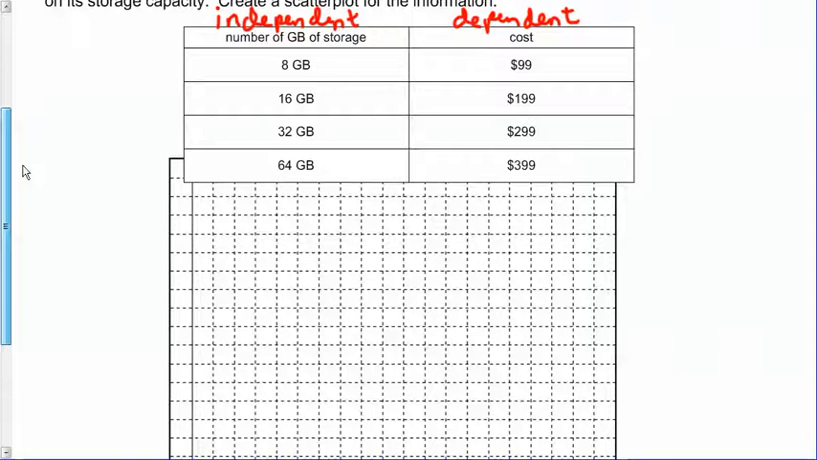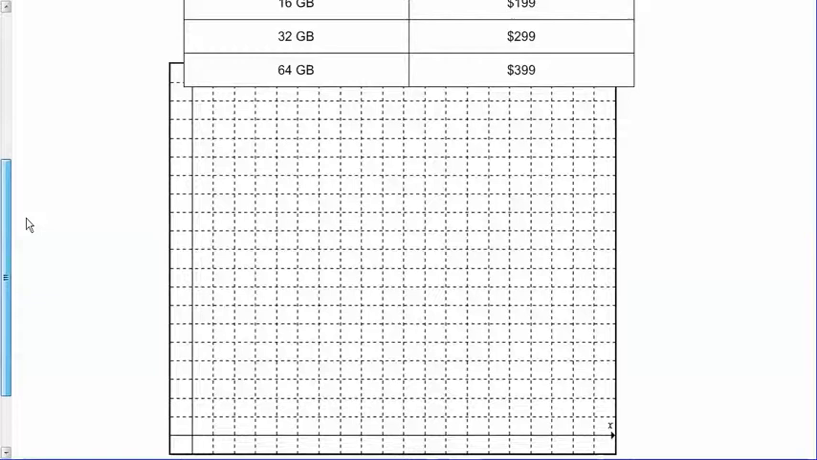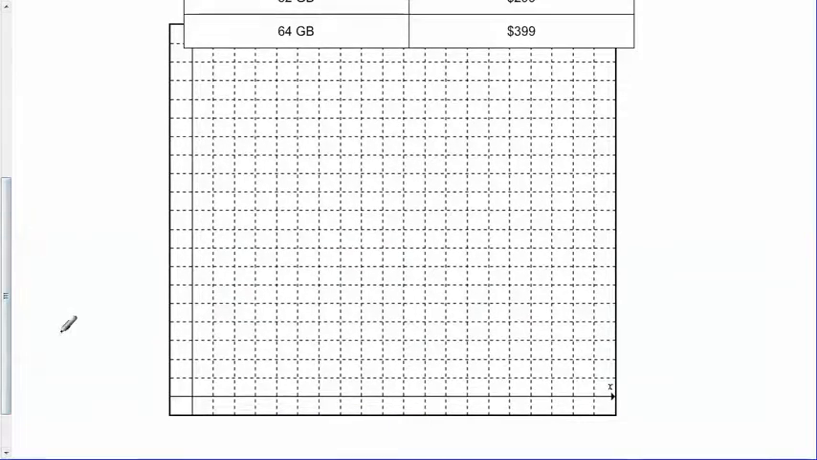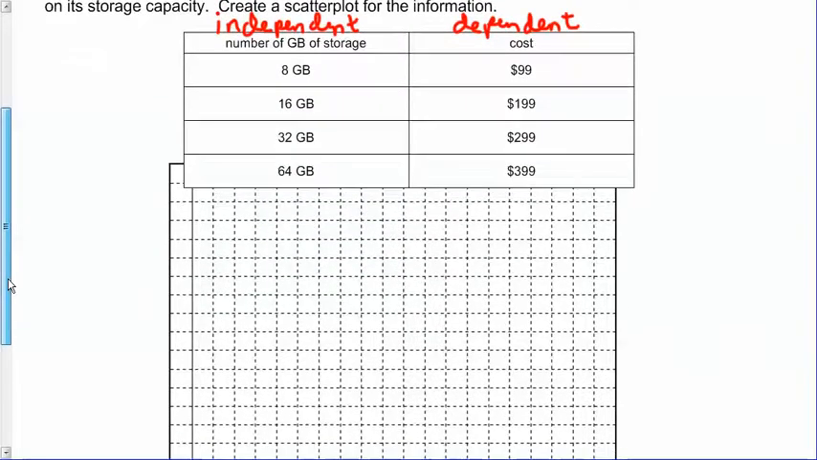So the independent variable is going to be the number of gigabytes of storage, and the dependent variable is going to be the cost. So we want to be sure on our graph that we label that information on the appropriate axes. Remember, when we look at our coordinate system, the independent variable will always be measured along the horizontal axis. So in this case, the independent variable was the number of gigabytes of storage.